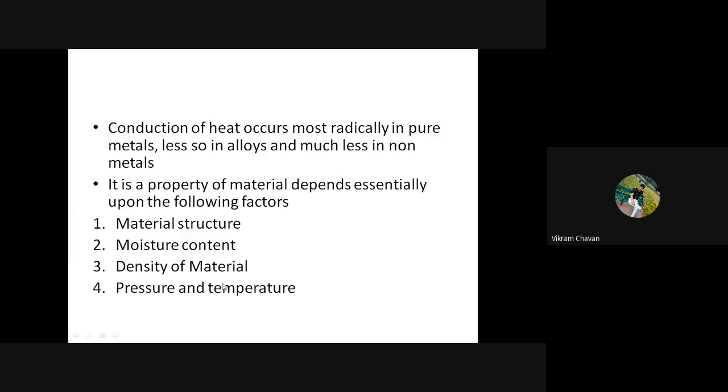So the thermal conductivity also depends on external factors, that is, pressure and temperature, and on material properties, namely the material structure, moisture content, and density of the material. These are the material properties on which the thermal conductivity of a material also depends.